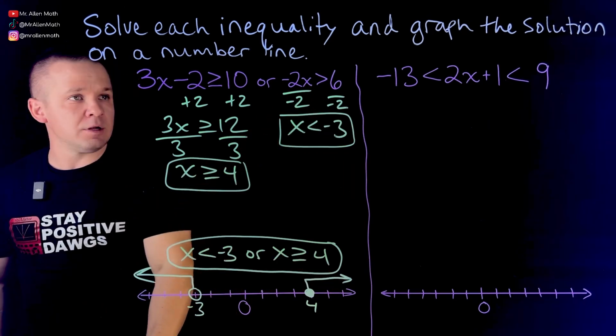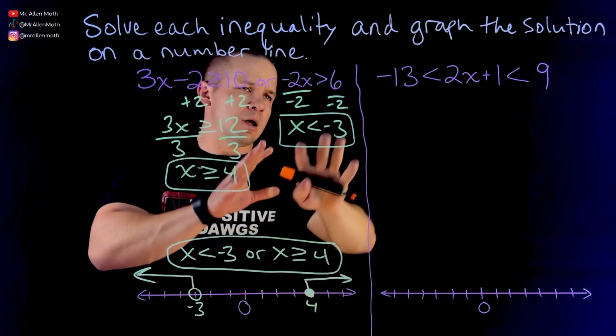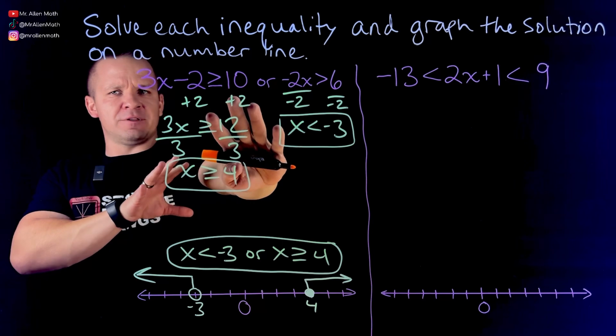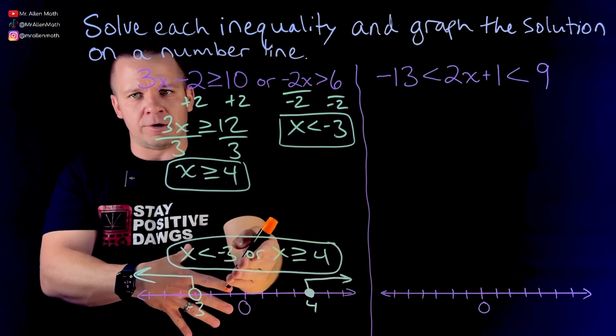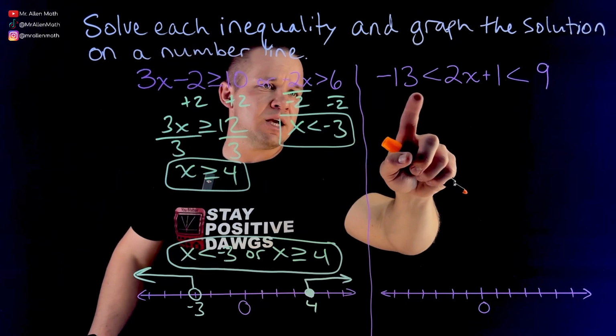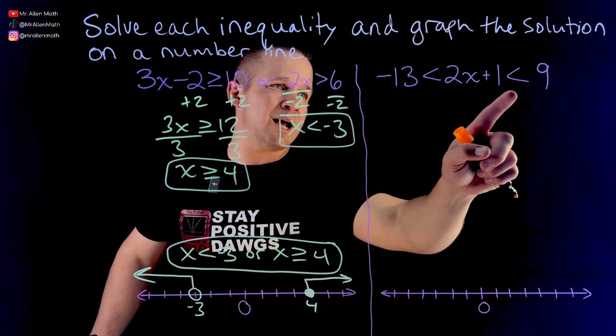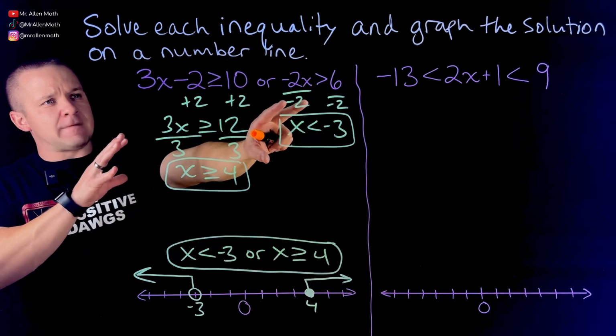Next one over here. I'm gonna go orange for this one. So new compound inequality, different than this one. This was just kind of like two separate ones, right, that are together and then an or statement. This is an and statement. It reads negative 13 is less than 2x plus 1 and less than 9, okay? So how do we do this?